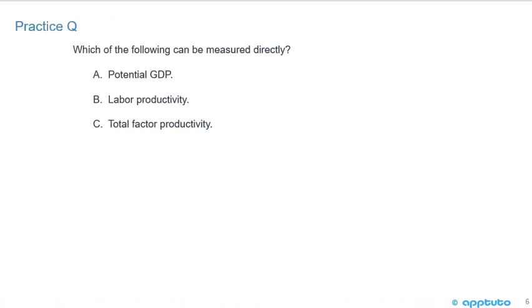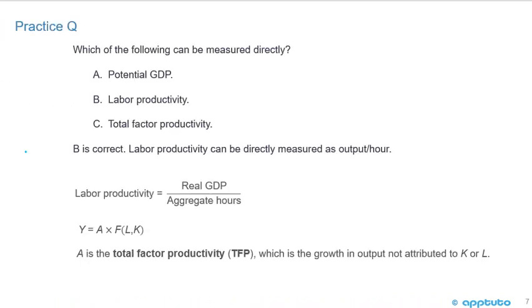A quick practice question to check our understanding. Which of the following can be measured directly? A, potential GDP, B, labor productivity, or C, total factor productivity? Okay, that's a nice little question. B is correct. Labor productivity can be directly measured as output per hour. So again, as I said, if you can't measure it, you can't manage it. There are some formulas here, and one was labor productivity equals real GDP divided by aggregate hours, so you can definitely measure that one directly.